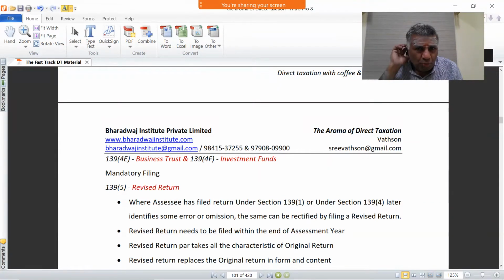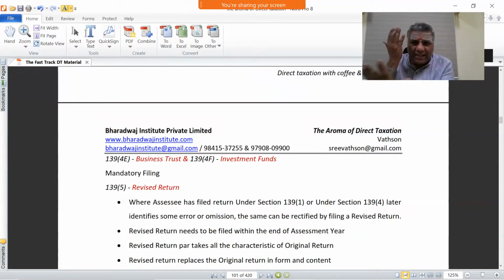Any errors or omissions, the intention of the law is to make it for errors and omissions. For any errors and omissions in the return filed, either within the due date or after the due date, if you later want to rectify it, yes, you can do it before the end of the last date, that is, the end of the assessment year, by filing a revised return.